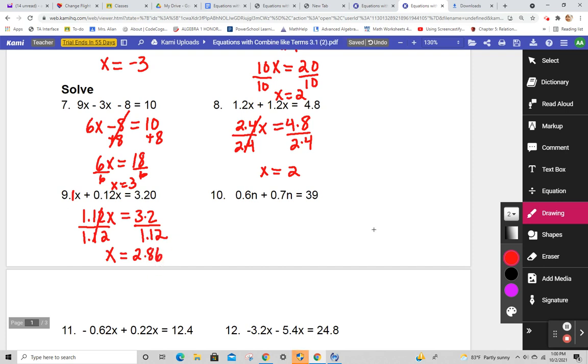All right, number 10. Again, before we can solve this equation, we have to combine like terms. We have this term and this term that can be combined. So that'll give us 1.3n equals 39. Divide both sides by 1.3, and n equals 30.